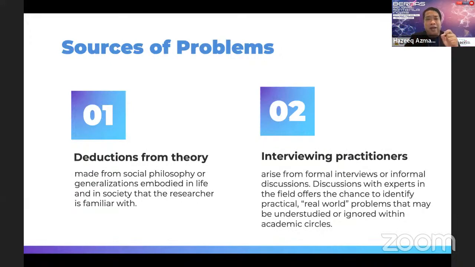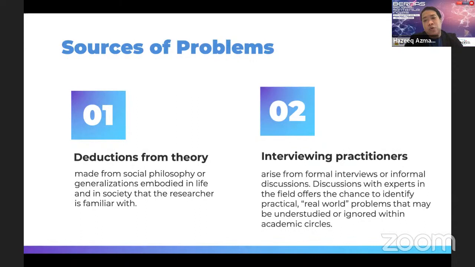If you couldn't find the root cause of the problem, you may solve the wrong challenge, and you will end up with more problems in the future. So the first of the five things is deductions from theory. This is based on social philosophy or generalization embodied in life and society that the researcher is familiar with. For example, someone who is in the market looks at an issue and feels, yesterday I solved this problem in a different scenario, so maybe I can apply the same solution to this one. You use your deduction and logical thinking to find the problem and to develop your hypothesis. That is the first way to do it.